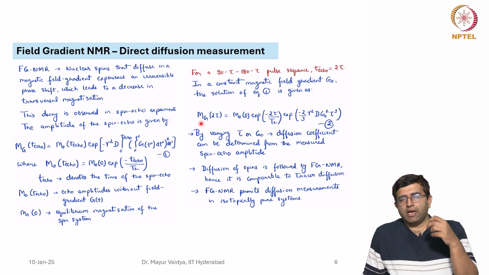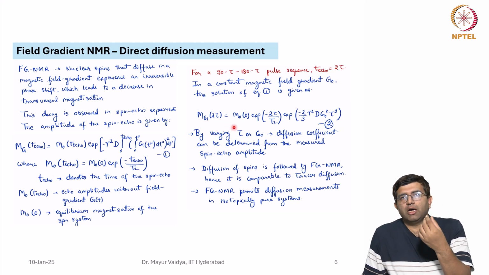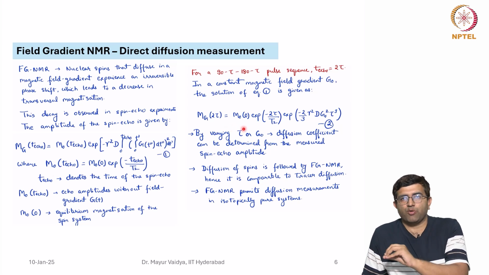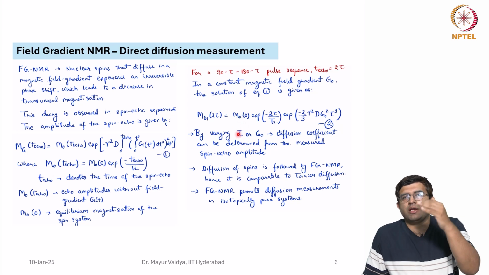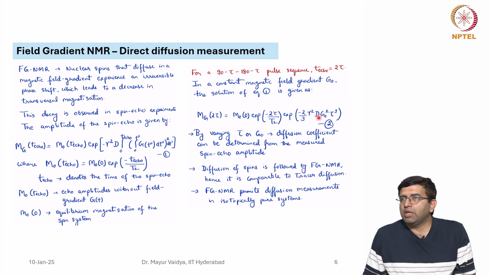As I have said before also, wherever these complicated equations come, the intention is not that you memorize this equation, but you try to understand the key features of them. So, for example, in this equation, you see that the amplitude of the spin echo experiment is dependent on tau, it is dependent on the G naught, and your diffusion coefficient is coming into picture. Now, if I can vary, let us say tau, for several experiments, and I can measure the value of the spin echo amplitude, this variation will help me determine the diffusion coefficient.